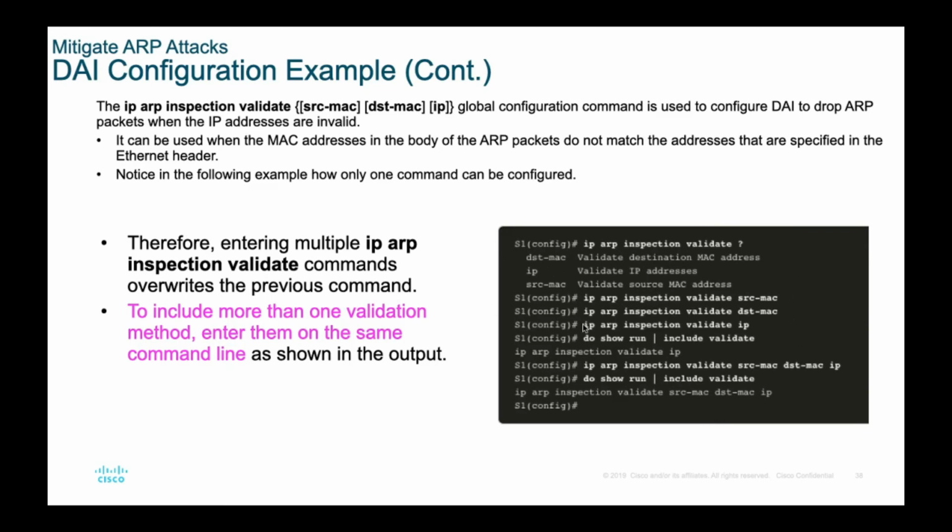So in this example, if you do show run and then include validate, you only have one entry, which is the last entry, which means you are only able to do one line of command. So if you would like to include multiple inspections like source MAC and destination MAC plus IP, you must put them inside one line command, just like IP ARP inspection validate src-mac dst-mac ip, or any combination that you would like to use.